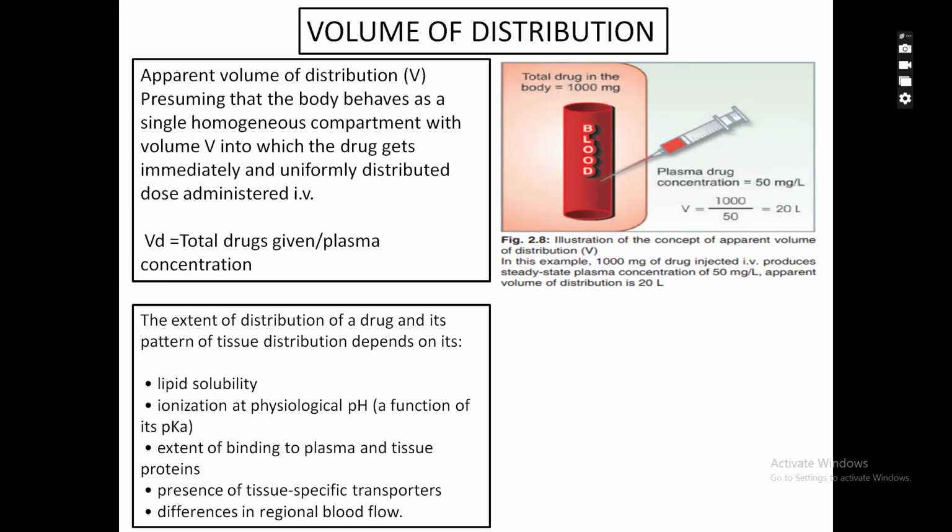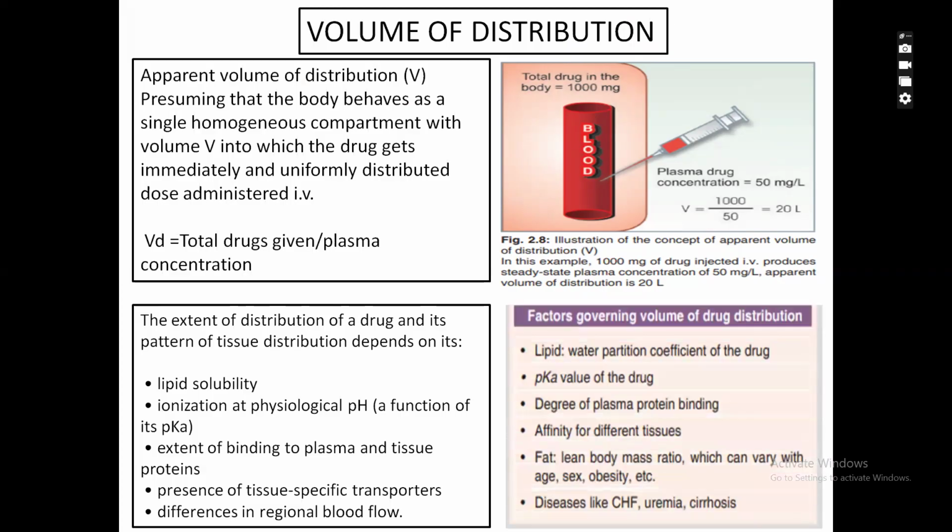Because it has a large volume of distribution. So the volume of distribution should be low if we need to dialyze the drug. So which drugs have a low volume of distribution? The drugs which are hydrophilic in nature, right?